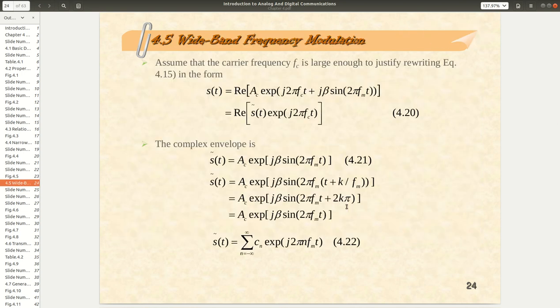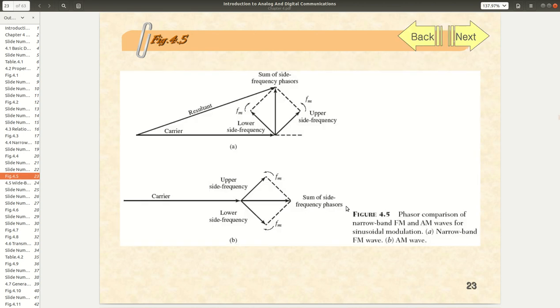So I will stop here. Next lecture I will speak about the wideband frequency modulator and how we can generate the FM, and the modulation and demodulation of the FM.